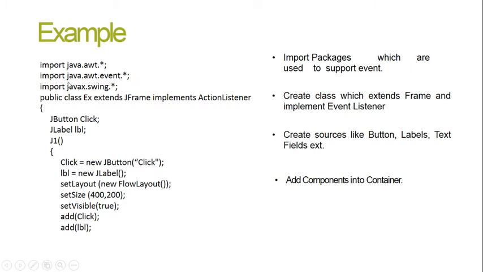Second thing you need to remember is this import, java.awt.event. Whenever you are implementing an event in your program, it is compulsory to import this package, because the event listeners and classes are available in this package. Import java.awt.event.star. Star means I am including each and every class over here. If you want to import a particular class or listener, then write down its name over here.